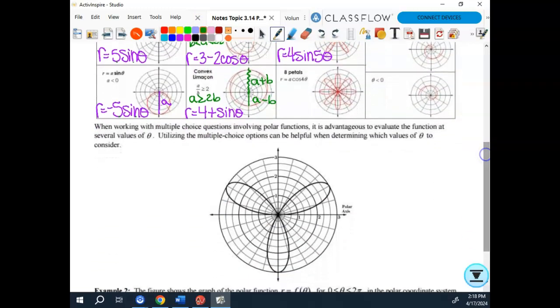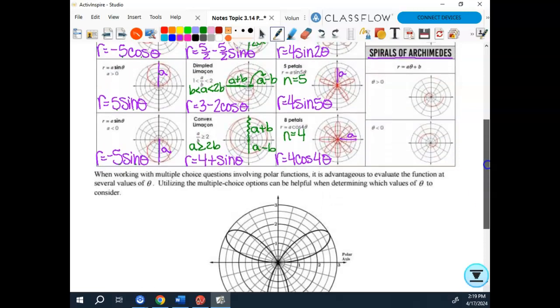All right. Then we have 8 petals, which means n is equal to 4, right? And a is still 4. Do you think this is sine or cosine? Cosine, because I have a petal on the x-axis. I also have one on the y-axis, but I don't care. Okay? Don't care. So this is r equals 4 cosine 4 theta. Okay. Everybody good with that? All right. So again, identifying sine and cosine, huge part of that.